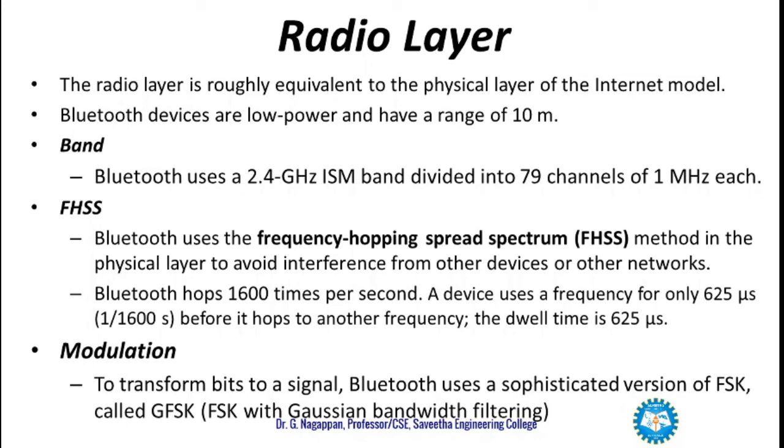The modulation being used is to transform bits to a signal. Bluetooth uses a sophisticated version of FSK called GFSK, that is, frequency shift keying with Gaussian bandwidth filtering.